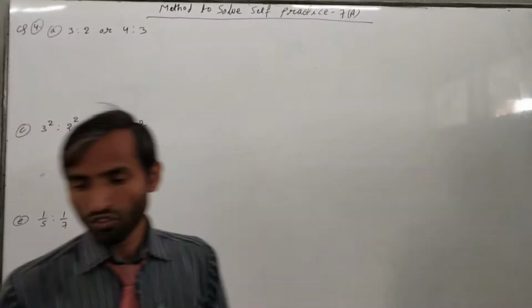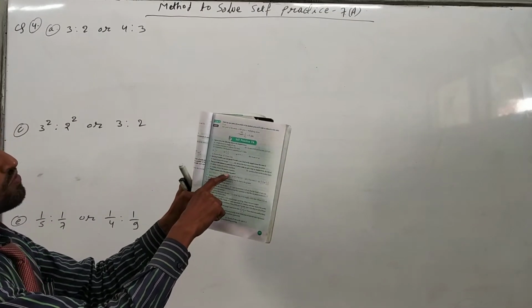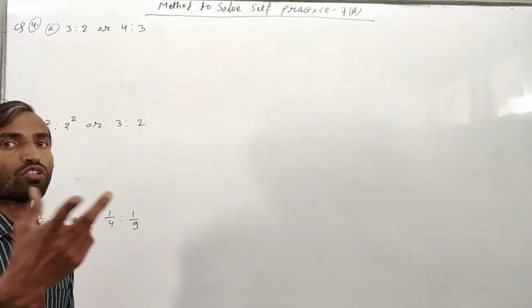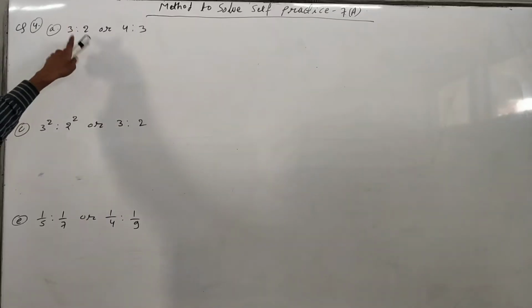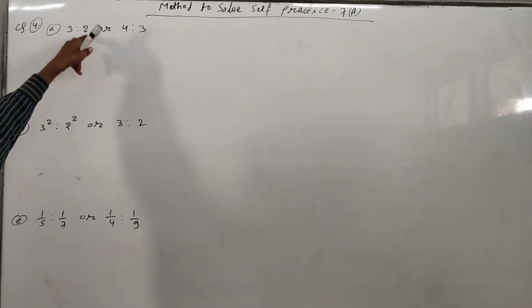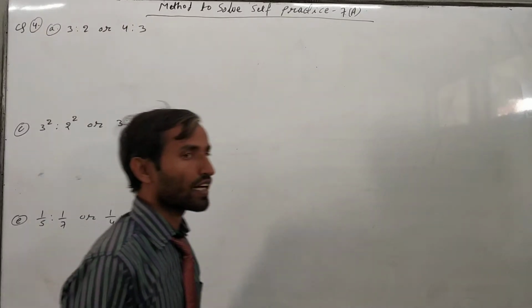In question number 4, what is it asking? Just read question number 4. Which is the greater ratio of the following pairs? It means two ratios are given. We have to compare both the ratios. So in this, how do we do it? Here 3 is to 2 is there, and the second ratio is 4 is to 3. We have to check which is greater.